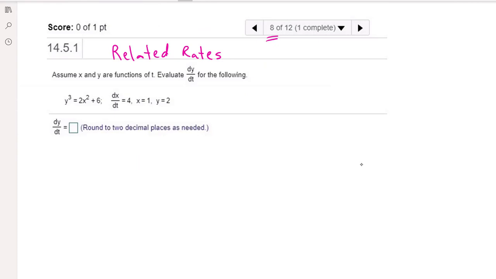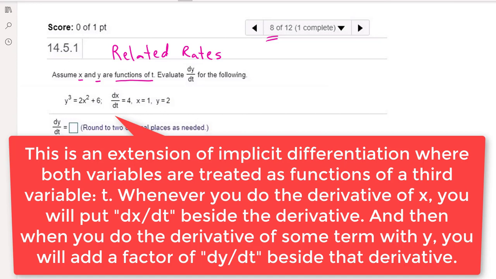Okay, next, I want to look at a problem similar to number 8 on your homework, and this is where they start getting into related rates, where you have x and y being functions of t. Okay, so in these problems, when you do the derivative, you're actually going to do the derivative with respect to t and not x. And since you do it with respect to t, you are actually going to have to put a dy dt whenever you do a derivative with y, and a dx dt whenever you do a derivative with something with x.